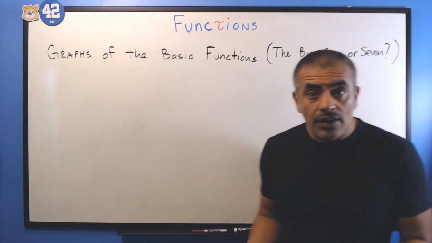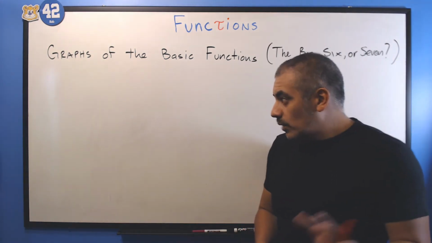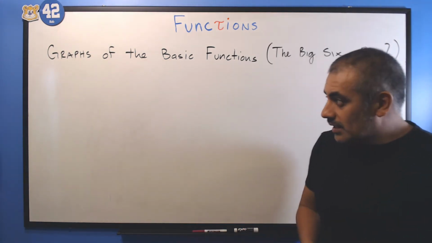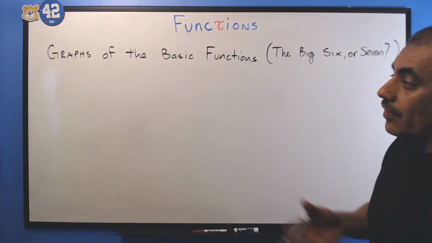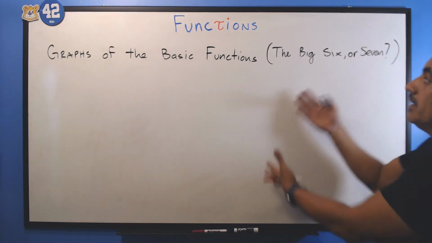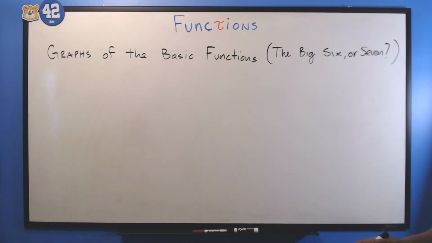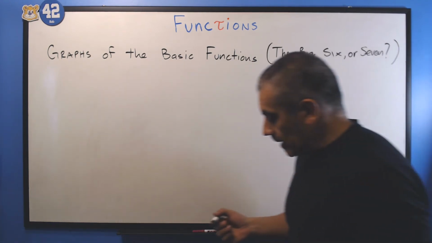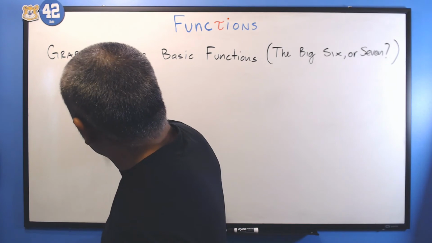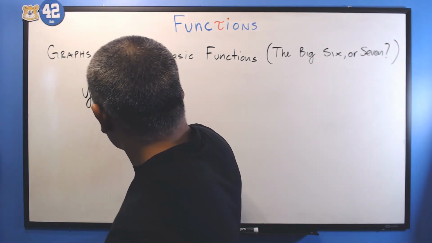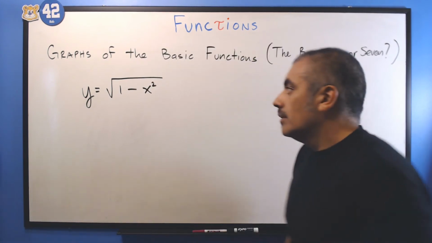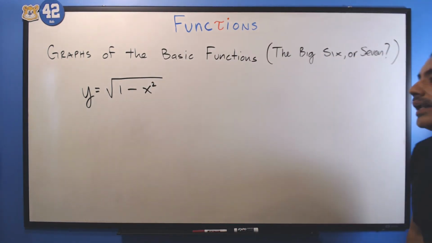Now, as you saw, that was 6 functions, and we're actually going to add another one because some teachers like to include it in as part of the 6. So then it becomes 7. And so we're just going to call it like this. We're going to say y equals the square root of 1 minus x squared. Now, what is this?